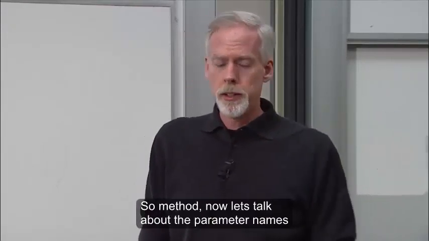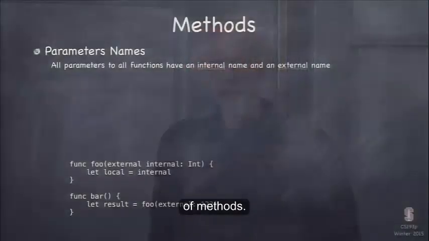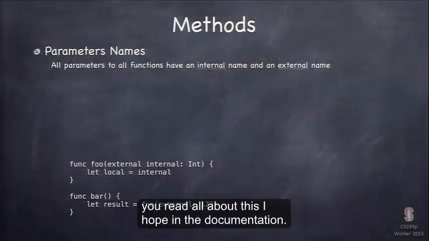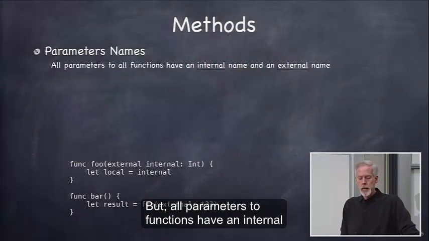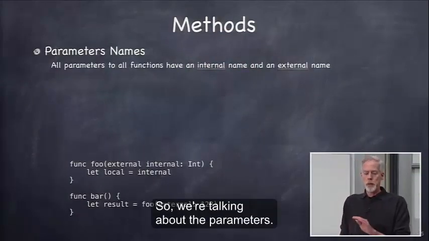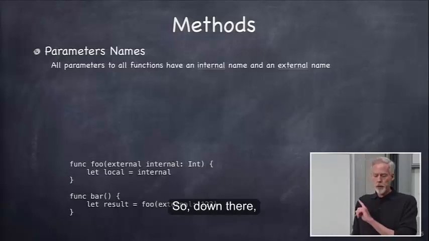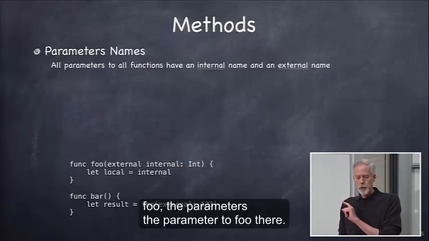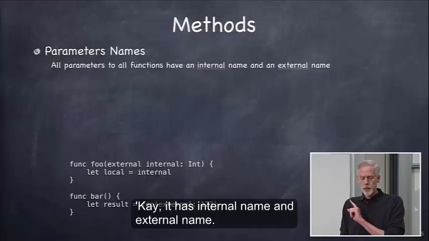So methods. Now let's talk about the parameter names of methods. This is going to be the crash course. You read all about this, I hope, in the documentation. But all parameters to functions have an internal name and an external name. So we're talking about the parameters, okay? So down there, foo, the parameter to foo there, it has an internal name and an external name.